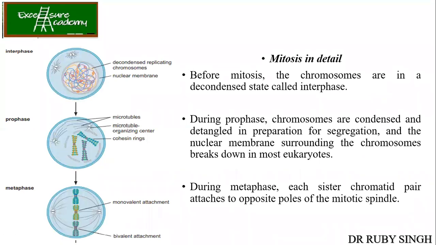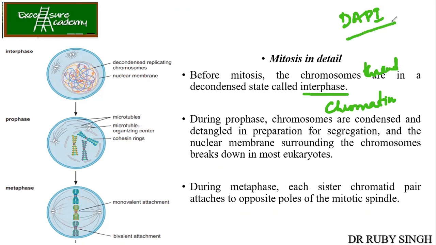Now what happens in mitosis? Before mitosis, the chromosomes are in the decondensed state called interphase. Here your chromosomes are actually in the chromatin thread, right? Those are the chromatin threads we see in the interphase, which is not clear, right? Now this can be easily visualized using a dye called DAPI. Guys, please remember, whenever you want to study and visualize the DNA of any cell, DAPI is the dye which you are going to use.